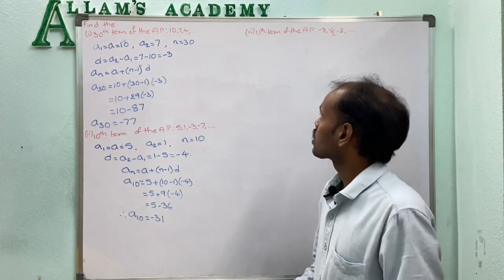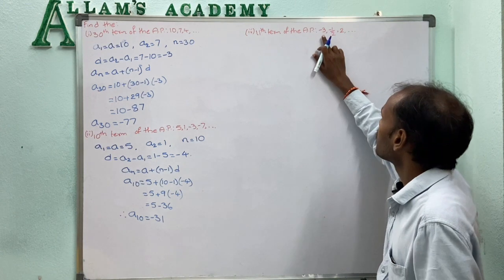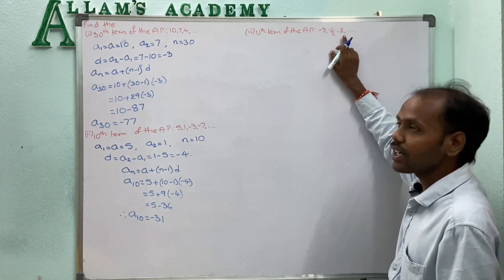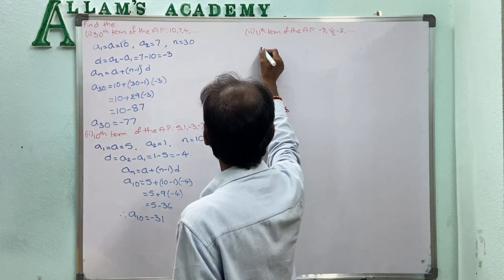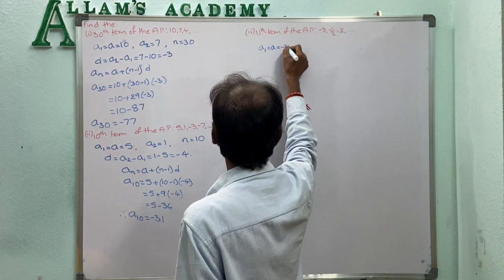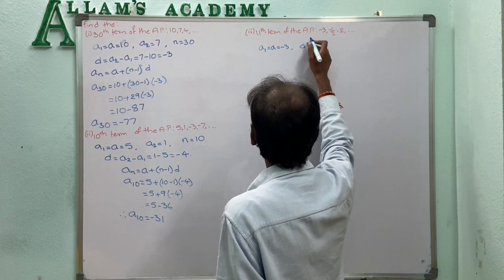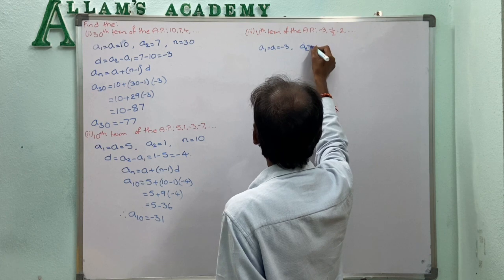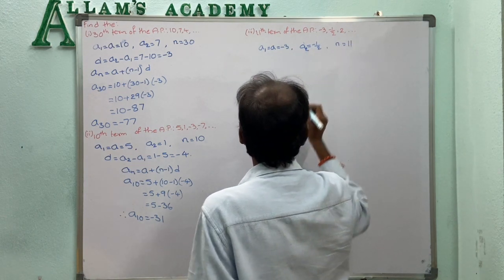Now for the next problem, we want to find the 11th term of the AP minus 3, minus 1 by 2, minus 2 and so on. Here for this series, the first term a1 equals a equals minus 3 is given, a2 is minus 1 by 2 given, and the n value is 11 given.